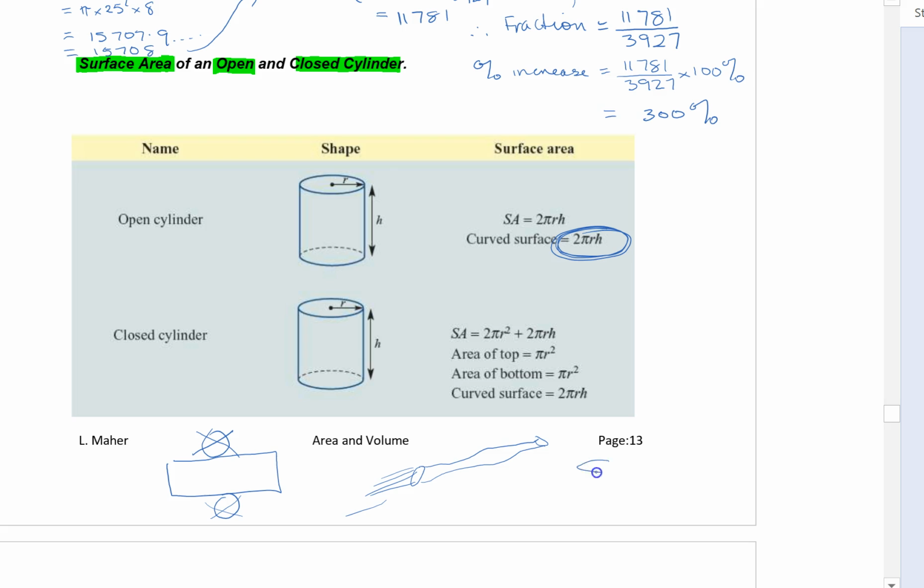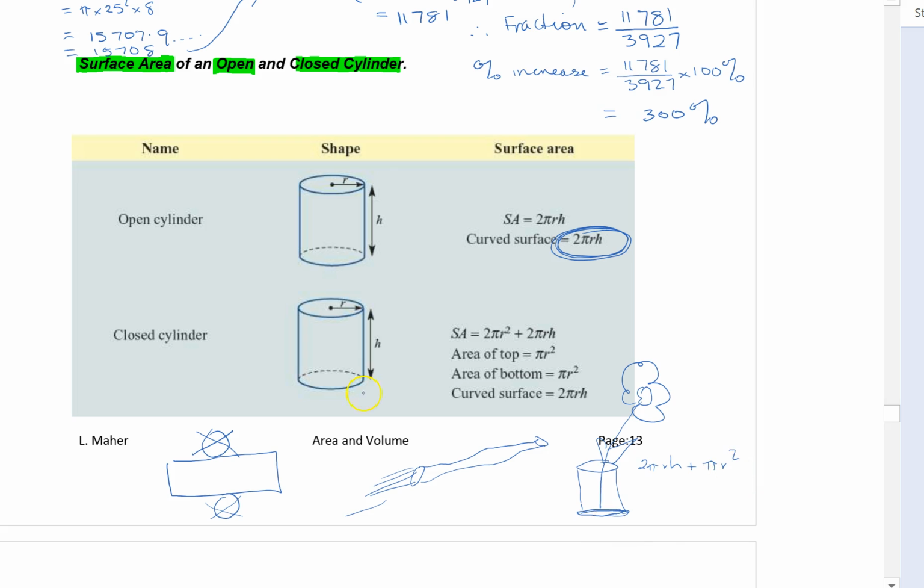A glass tumbler or a vase with a flower in it is sometimes considered to be open. It's open on one end so that we can fit the flower in the vase, but it does have one circular shape creating the bottom of the vase, and so we would need one of these pi r squareds. So the amount of glass needed to make this would be your 2 pi RH plus one circle only, pi r squared, the area of the circular base.